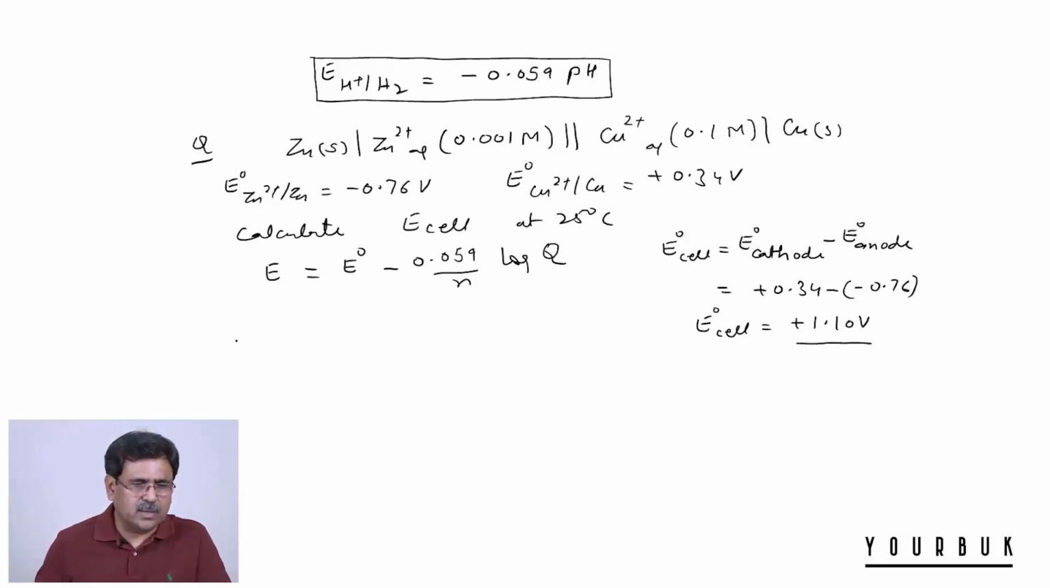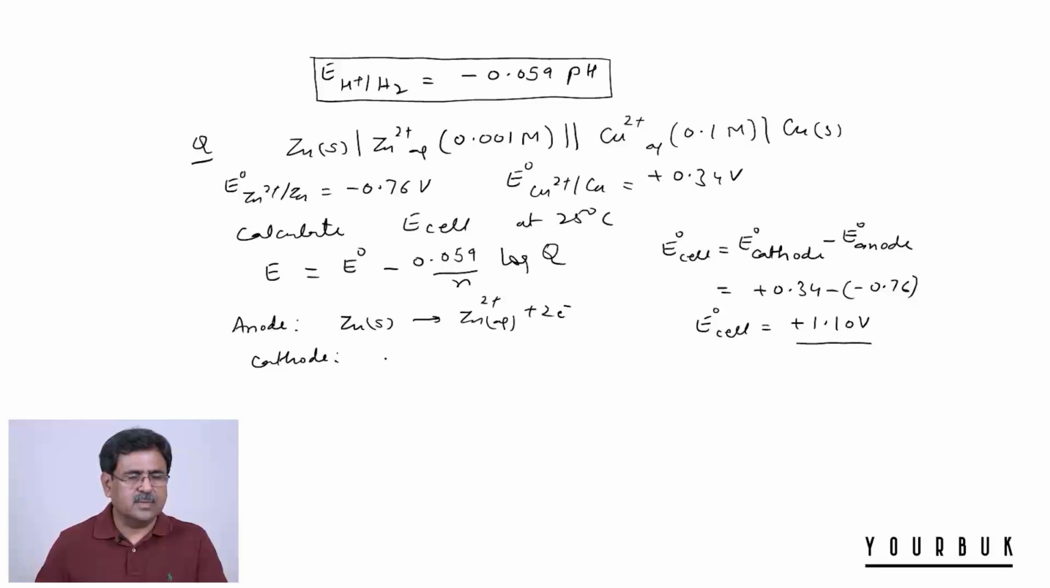Now to find the value of n, we should write the two half reactions. This is our anodic half reaction: zinc solid gets oxidized to form Zn2+ aqueous plus 2 electrons. And the cathodic reaction is the reduction of Cu2+ plus 2 electrons to give copper solid. If you look at these two half reactions, 2 moles of electrons have been transferred from anode to cathode. So n is equal to 2.